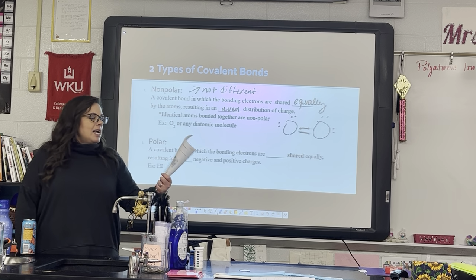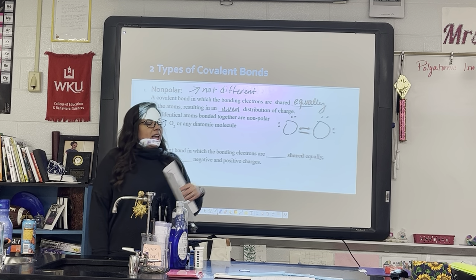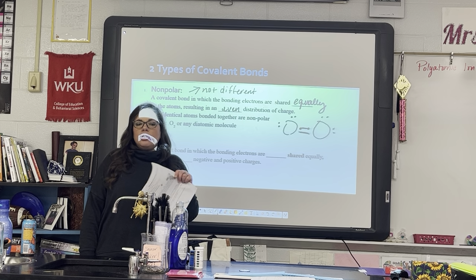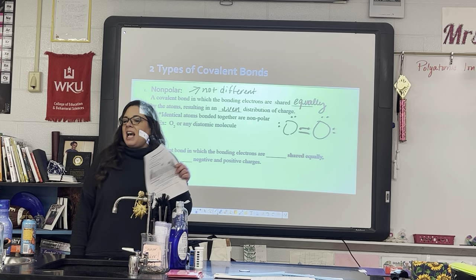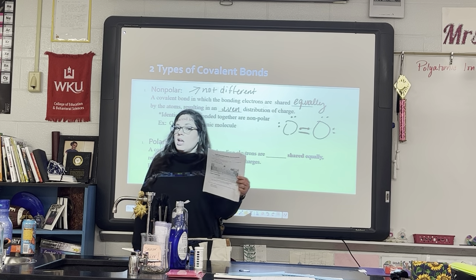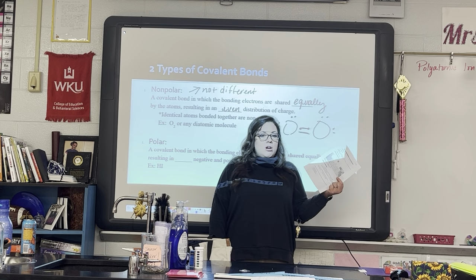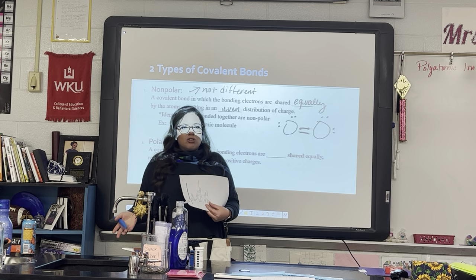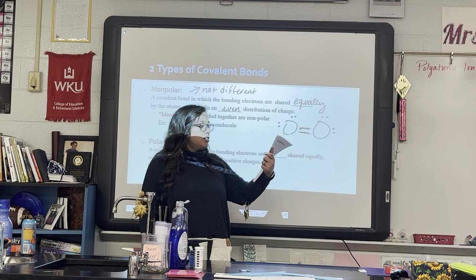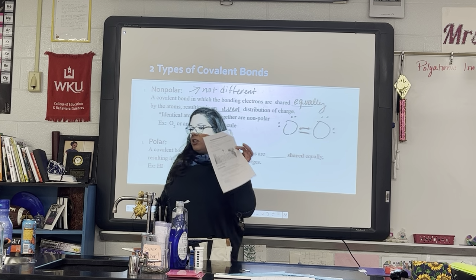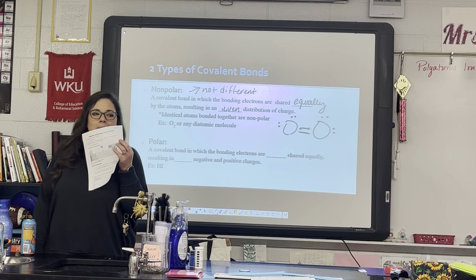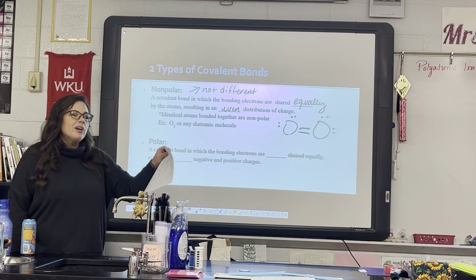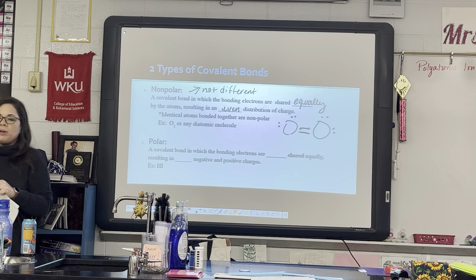Electronegativity, if you want to add, is the ability to attract an electron. That's what electronegativity is, the ability to attract an electron. So if it has a high electronegativity, it really wants to attract an electron. If it has a low electronegativity, it does not want to attract electrons. So the most electronegative element on here is what? What has the highest number? Fluorine. So fluorine is the most electronegative element on the periodic table.